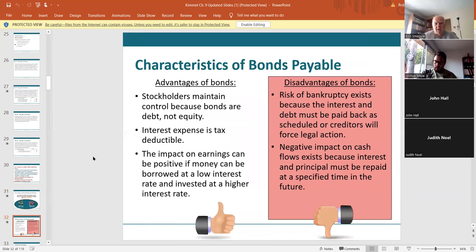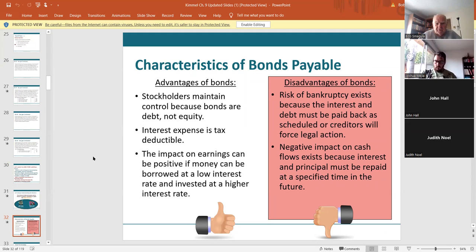Let's take a peek at bonds, advantages and disadvantages. I hope you find this a little bit interesting. The advantage of a bond: if we borrow the money, we maintain control because we have not given away any of the company in dividends or new stock issues like we would if it was an equity deal. At least the interest expense is tax deductible. That's a good thing, I guess.